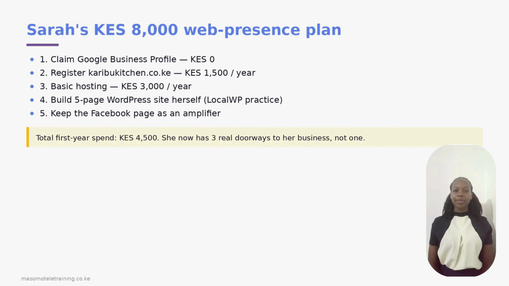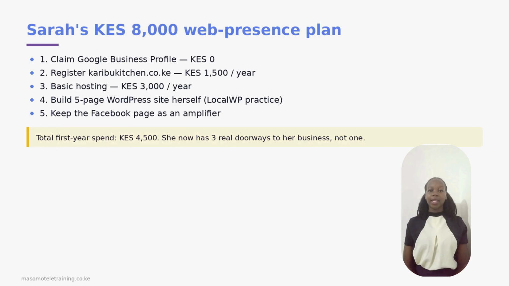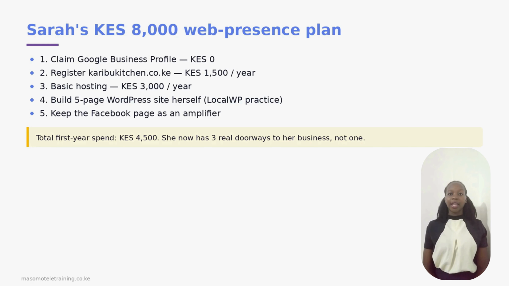Sarah's plan with the 8,000 shillings. 1. Claim her free Google business profile. This costs 0. 2. Register the domain karibukitchen.co.ke. 1,500 shillings a year. 3. Register basic hosting. 3,000 shillings a year. 4. Build a small 5-page WordPress site herself. Free using local WordPress for practice, then hosting to go live. 5. Keep the Facebook page as an amplifier. Total spent the first year, 4,500 shillings.